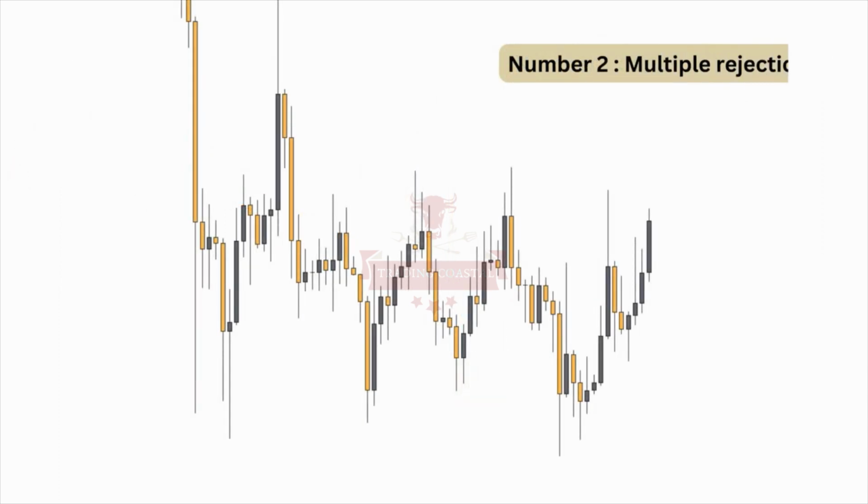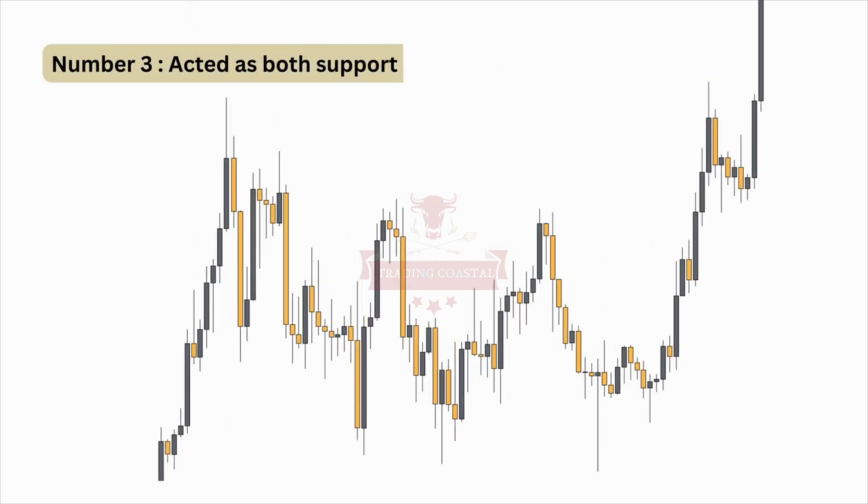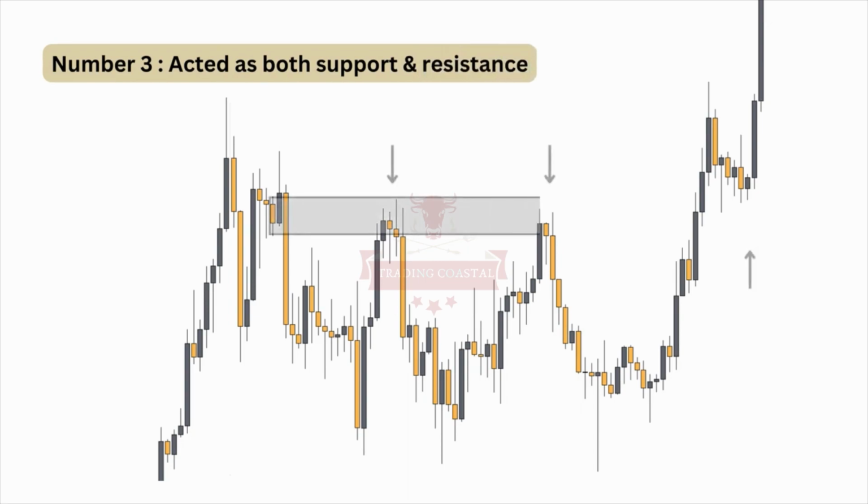Number 2, multiple rejections. Multiple rejections from an area show that traders took action at the same level at different times, making it more powerful. More rejections are better, but it won't guarantee that the level will hold. Number 3, acted as both support and resistance. If a level of market structure acted as support and resistance previously, it increases the probability for the price to reject this level again.